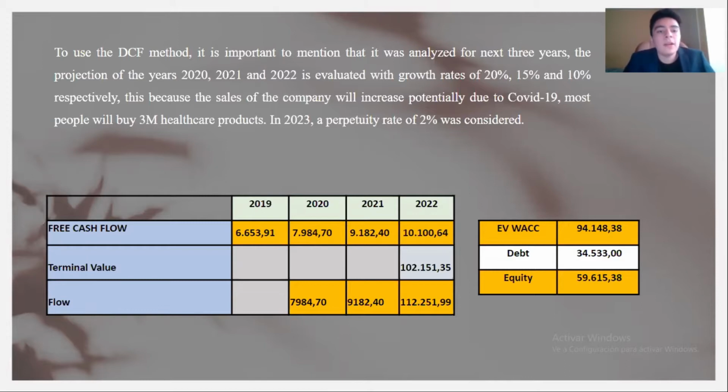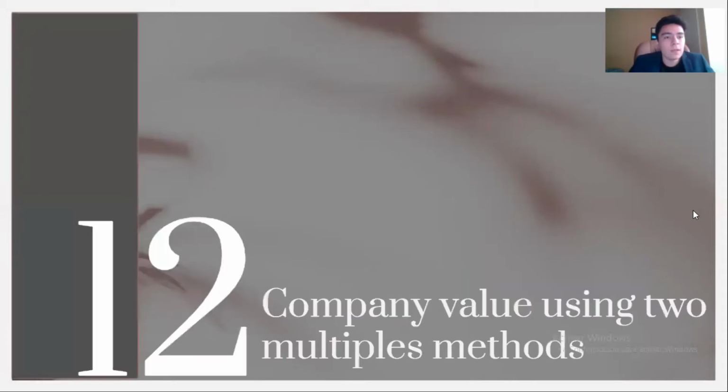perpetuity rate was 2%. And so we have the EV WACC is 94,000, and the equity is 59,000. So this means that if some investors want to acquire 3M, they will pay this amount of money. Next, please.